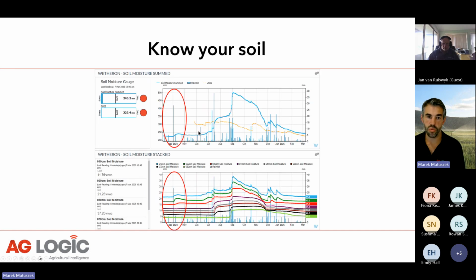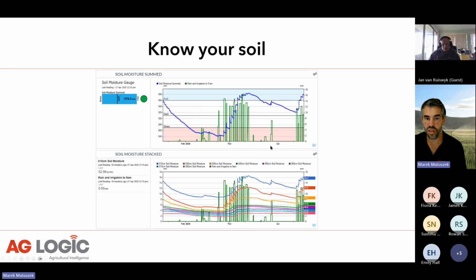So again, knowing your soil, we looked at this graph earlier, this one at weather on: if I get a rainfall, what's it worth to me? Knowing your soil here in an irrigated environment, can you actually replicate your autumn break? Yeah, you can. Here's one where they probably should have had some irrigation in there, but for whatever reason they didn't, and they started back up again to try and kick pasture growth.